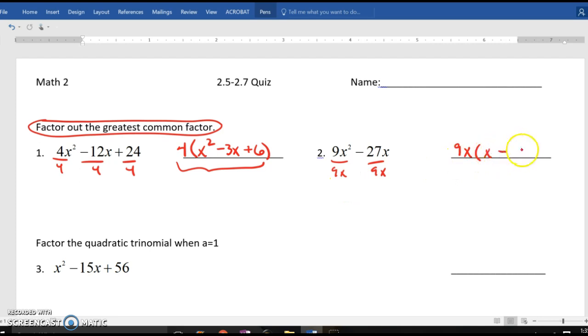Minus 27x divided by 9x. All right, 27 divided by 9 is 3. In this case, the x's eliminate, and this is what we have. So for each of those, you could actually stop there.